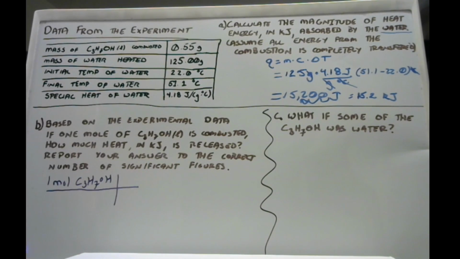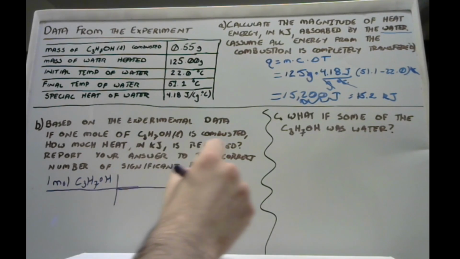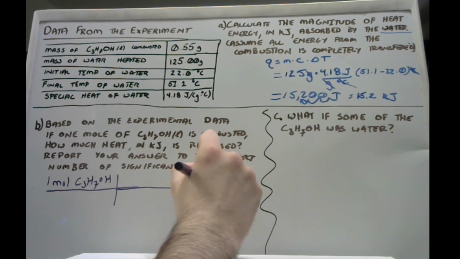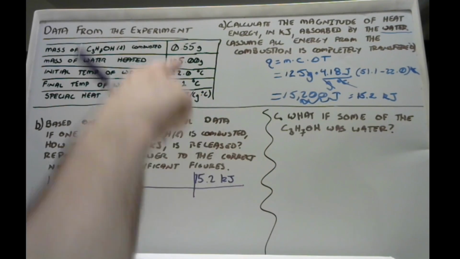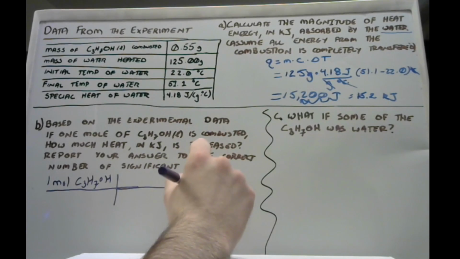And where do we go from here? I don't know. But what I do know is that I just found how much heat was produced or released by the burning. How do I know that? Because it's the amount that was absorbed by the water. So I know that the amount of heat absorbed by the water is the same as the amount of heat released by the propanol. And I know that 15.2 kilojoules is released for every, look at the table, 0.55 grams.